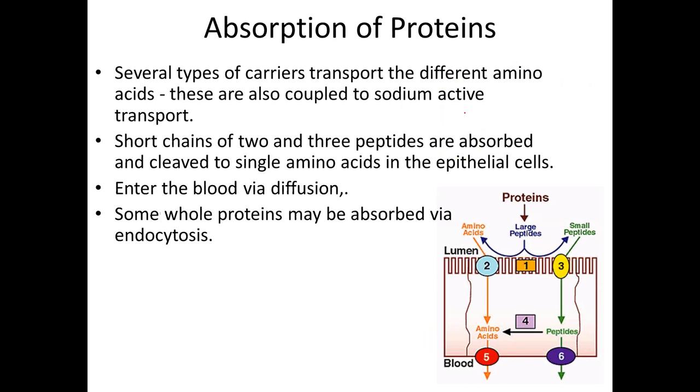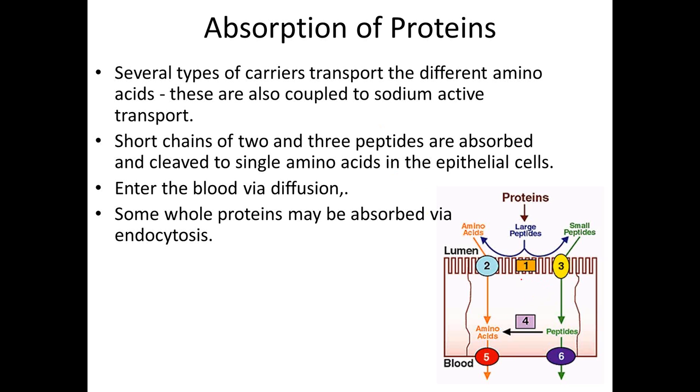Proteins are broken down and carried across in the form of amino acids. So proteins are broken up by proteases. Those enzymes called proteases that you find in the stomach and in the intestine chop up proteins into their amino acids. We saw that earlier. The proteins are made up of combinations of amino acids. Now basically we break these down from small chains of 2 and 3 peptides, okay, and these are broken down in the cells of the villi, and then they enter the blood via diffusion.